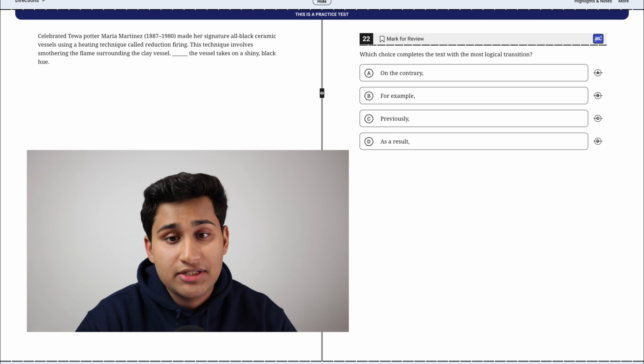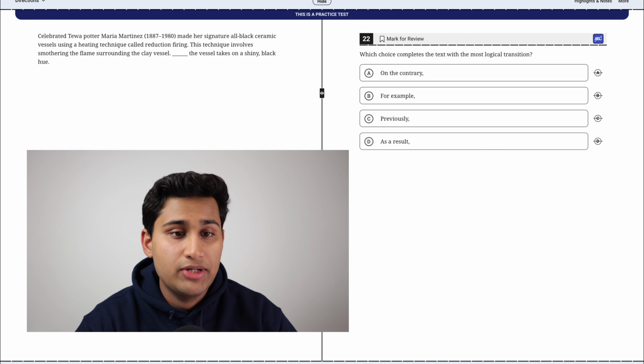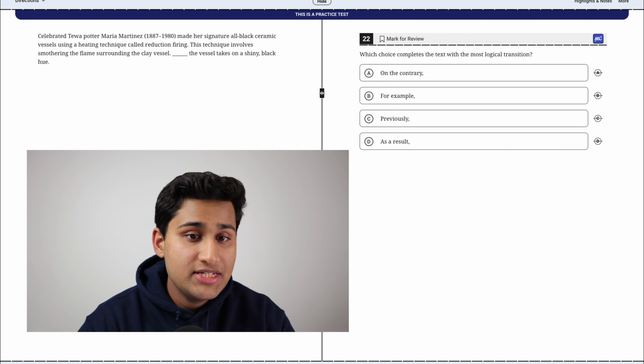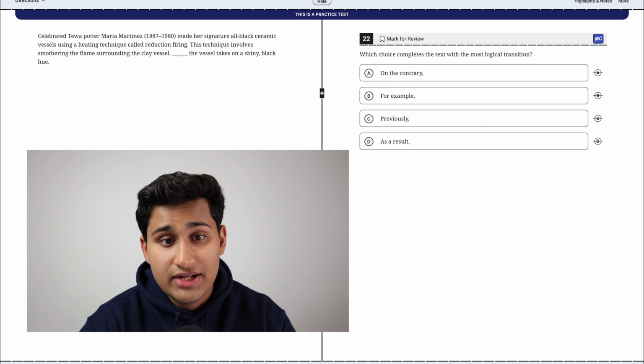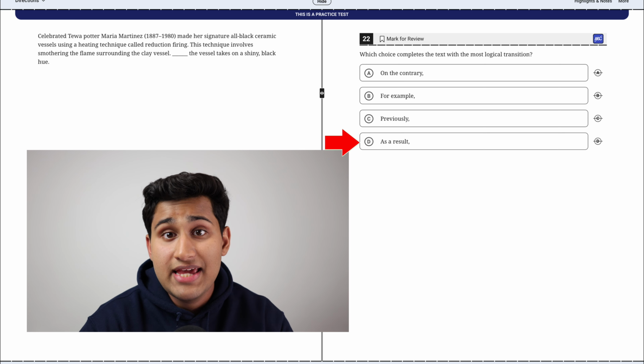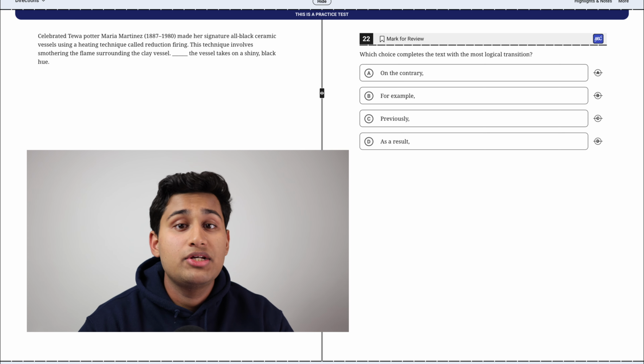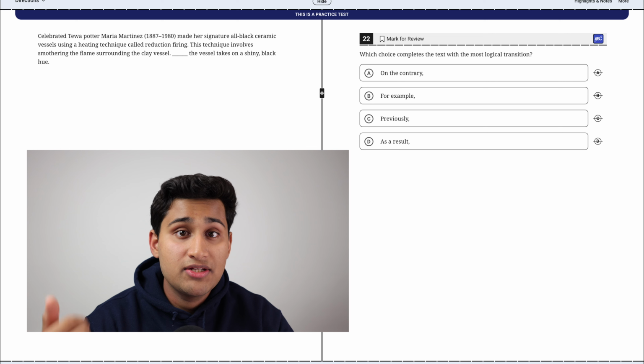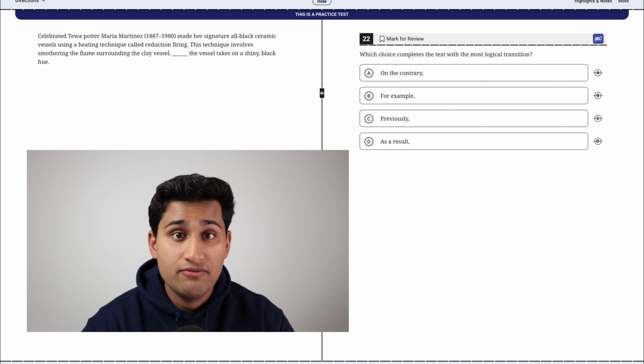So this question is asking which completes the text with the most logical transition. The sentence before is, this technique involves smothering the flames surrounding the clay vessel. Then it's a blank, then it's, the vessel takes on a shiny black hue. So here the answer would be D, as a result, because if you identify the relationship as cause and effect, as a result is a very commonly used transition with cause and effect relationships.